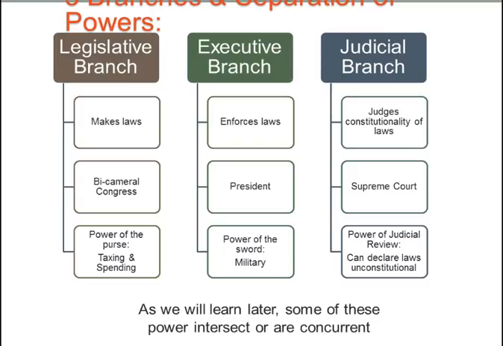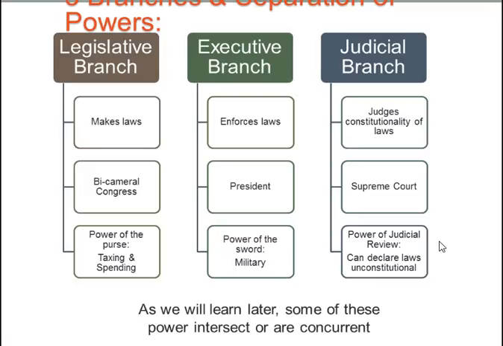So to give you a breakdown of each of the branches, just very briefly, these are the three branches and some of their powers. The legislative makes laws, the executive enforces law, the judicial branch judges the laws. The legislative branch is a bicameral Congress, executive branch has a president, and the judicial branch has a Supreme Court. The Congress, or legislative branch, has the power of the purse, taxing and spending. The executive branch has the power of the sword. They fight, war, military, and the power of judicial review. With the judicial branch, they can declare laws unconstitutional.